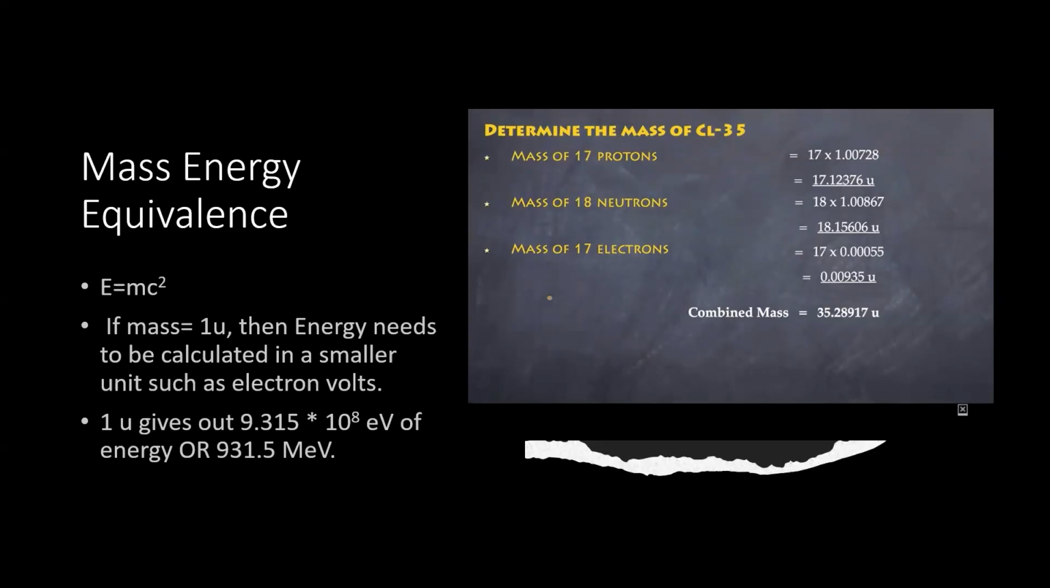But we do know the mass of a chlorine atom. It is equal to 34.980175, and that includes the electrons. You'll notice that this is now less than our initial mass. We have lost mass by putting our nucleons together.